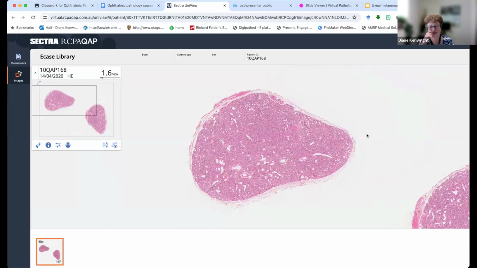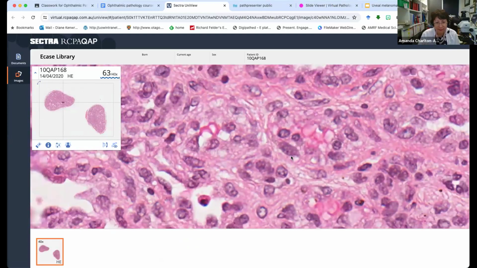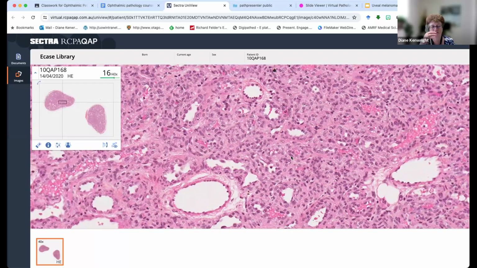I tend to zoom in and out a lot. All right. So one of the things my group struggled with a bit was identifying... I mean, clearly it's got lots of vessels in it. So it was about whether this was a small round blue cell tumor, or whether it was not a small round blue cell tumor.